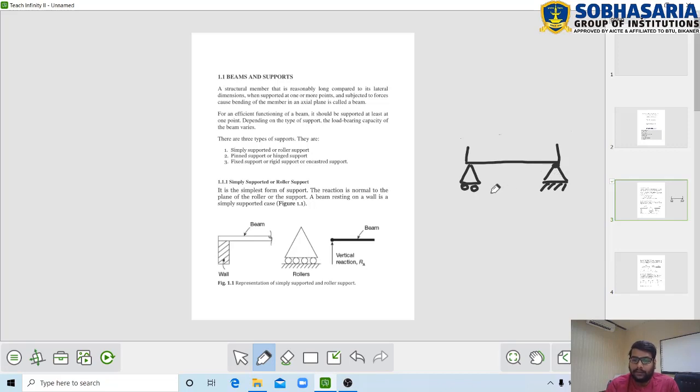You can ask why it cannot be both hinged or both roller supports. If you imagine both being roller supports, the beam will not be in a stable condition, it will not be in equilibrium, because as the load is applied it will give displacements. So, it is not a stable one. To make a simply supported condition, we usually use a roller support and a hinge support. Here a beam is shown resting on a wall. So this is a simply supported case.